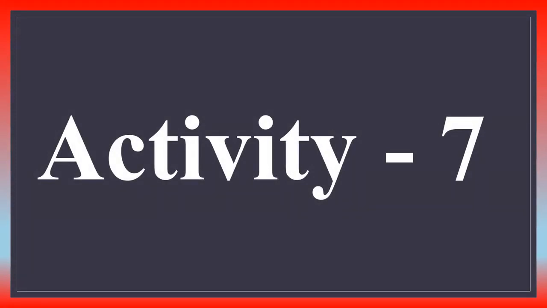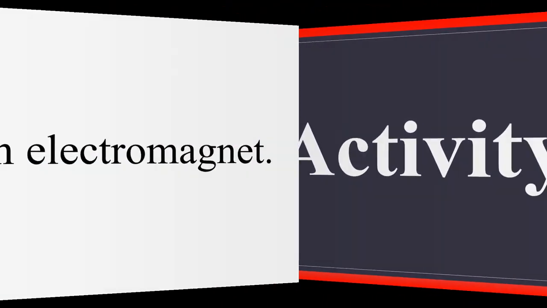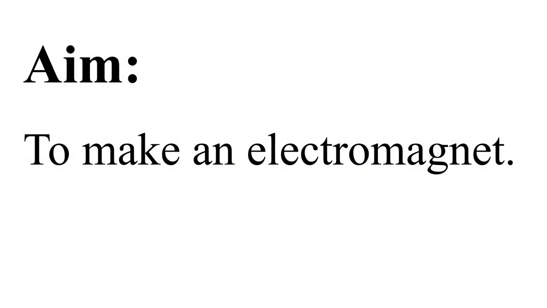Let us now perform the last activity. Activity number 7. Aim: to make an electromagnet. Students, we are already aware about the term electromagnet when we discussed chapter number 15, light.